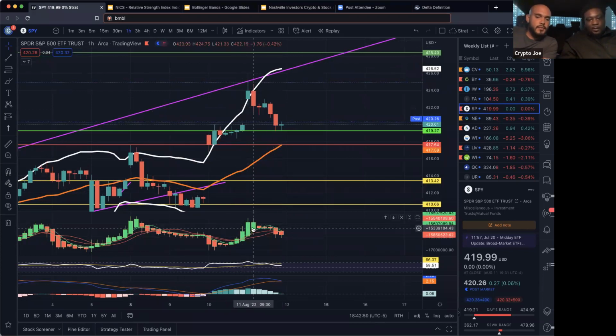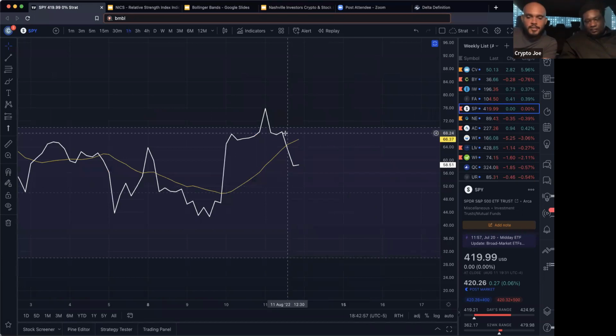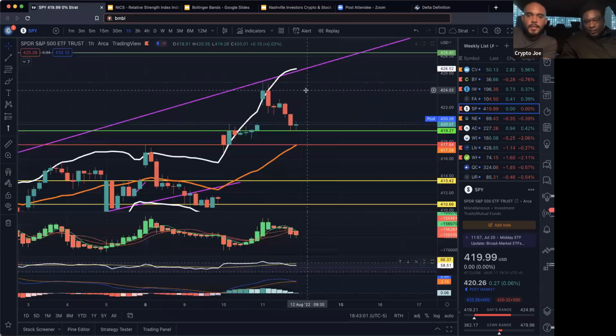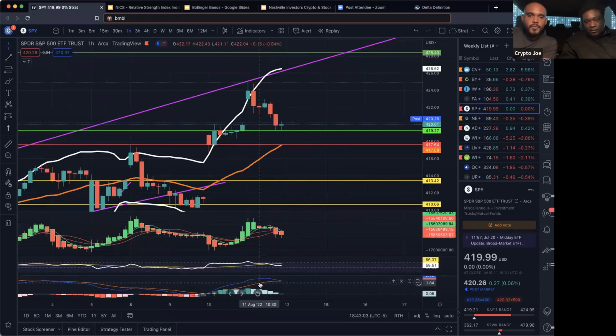Anyway, so a little price exhaustion right here. You see price exhaustion at 10:30. Oversold RSI. MACD's curling. At 10:30, 8:30. Yep. Oversold, MACD curling down, losing a lot of momentum.